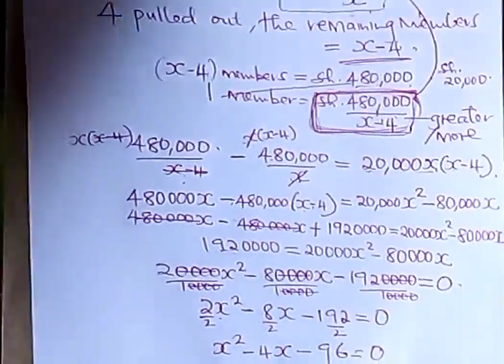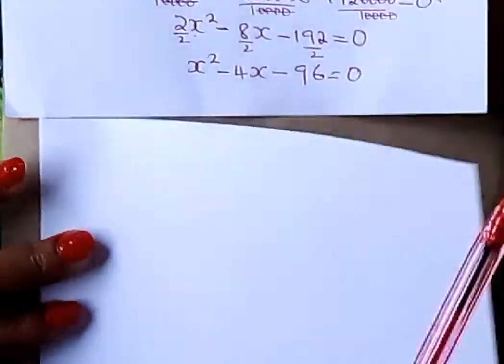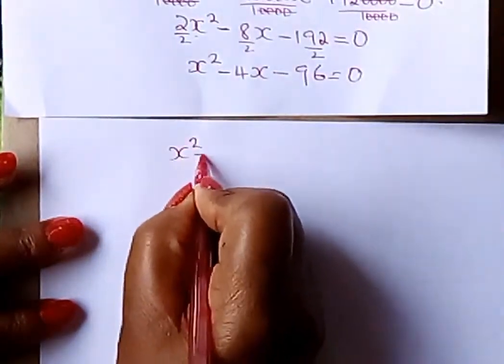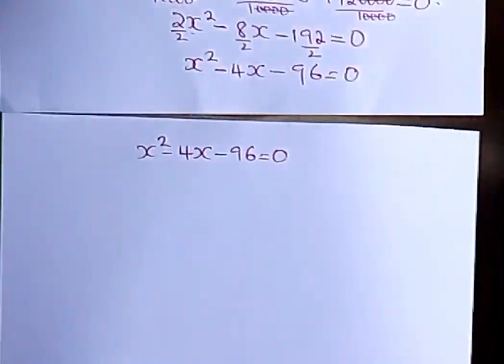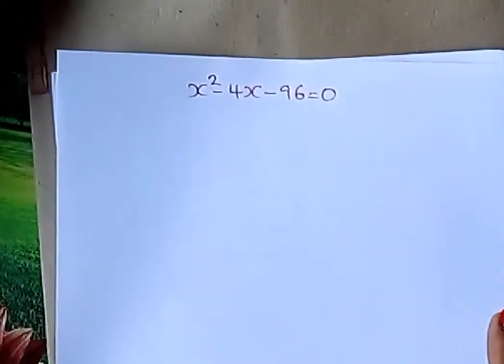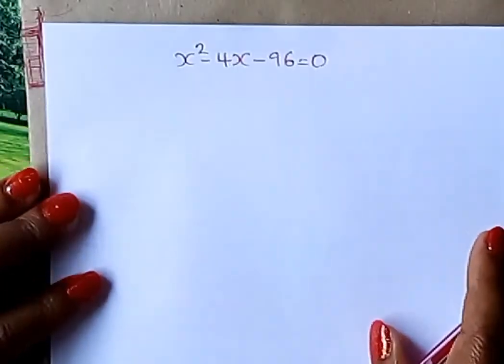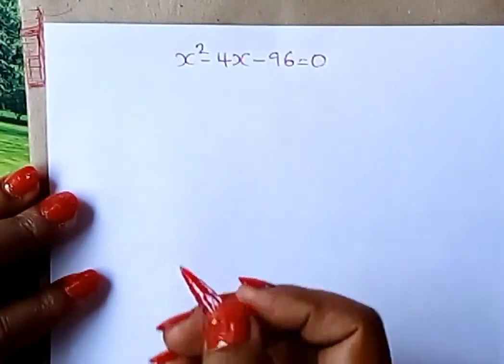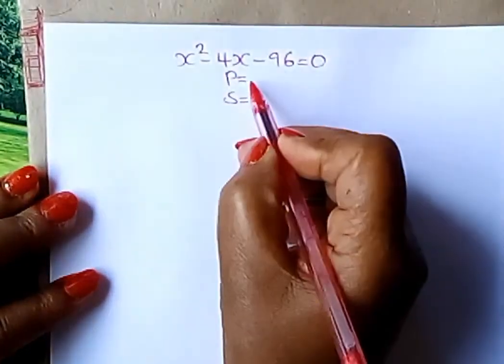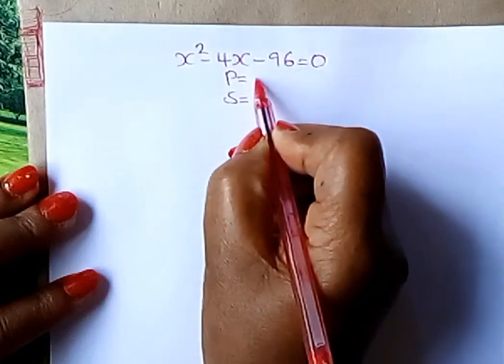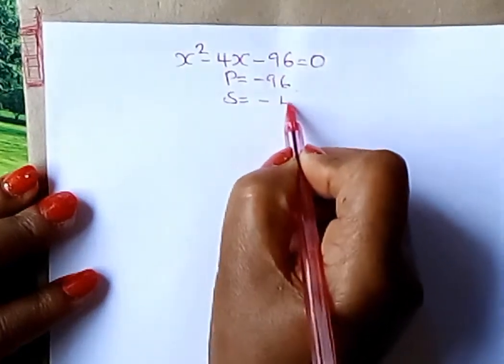So learner, let us solve this equation. Our equation is x squared minus 4x minus 96 is equal to 0. We need to get x, x referring to the original number of members. Good. So we solve these by factor method, product sum. Product is negative 96. The sum is negative 4.